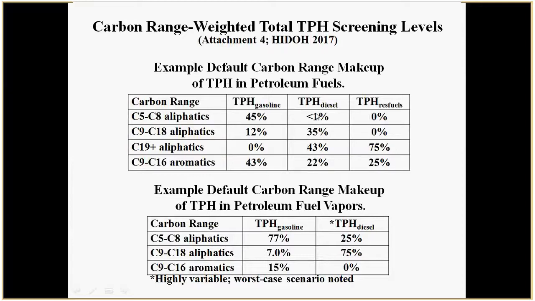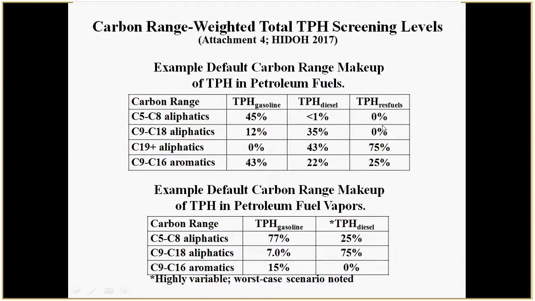We do the same thing for diesel. There's not much light range C5 to C8 aliphatics in diesel. It's mostly dominated by middle chain, or middle weight, aliphatic compounds with some of the middle weight aromatic compounds. Again, we can calculate weighted toxicity factors, weighted fate and transport factors and such for these.